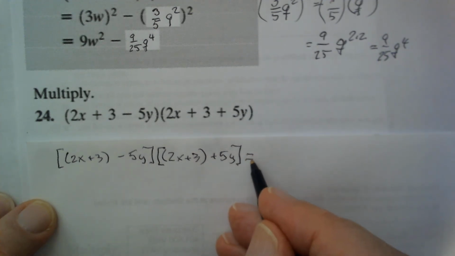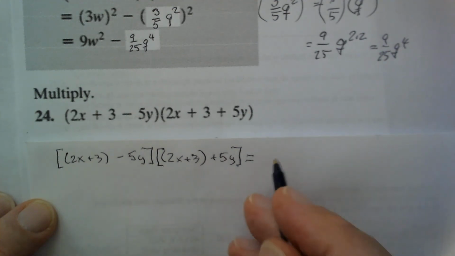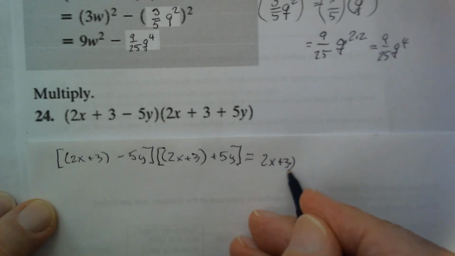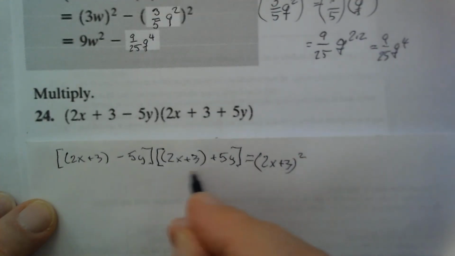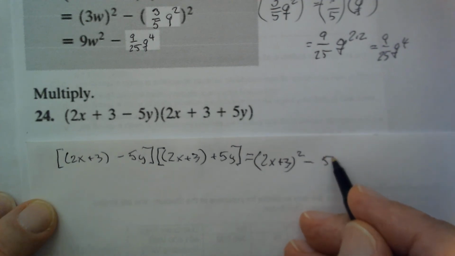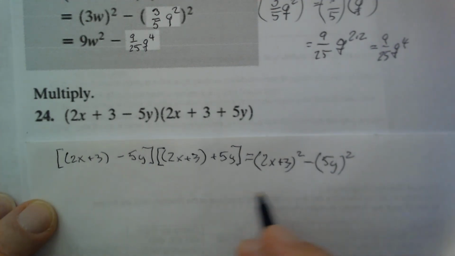And remember, it's a squared minus b squared. So instead of a, we have 2x plus 3, we square that. Instead of b, we have 5y. So minus 5y squared. Again, always use parentheses.